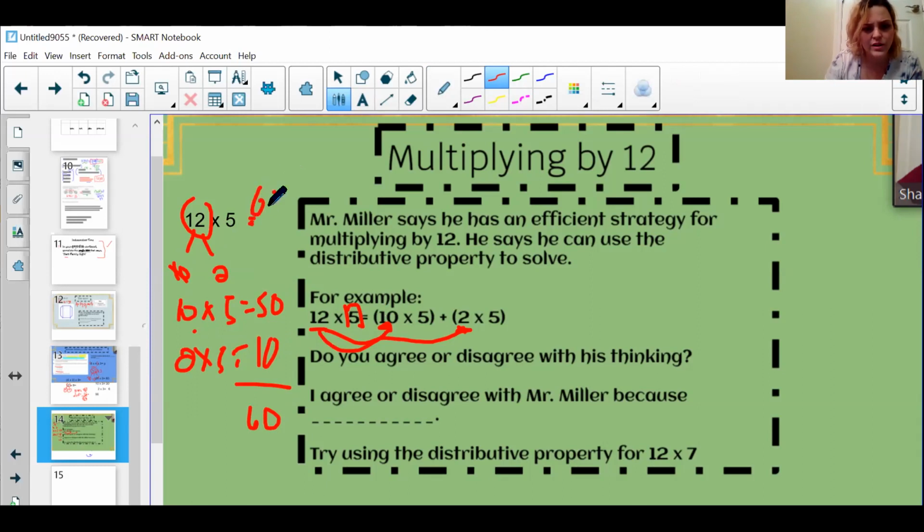Well, now we want to double check that his strategy is correct, that this so-called distributive property works. I know 10 times 5 is 50, and then 2 times 5 is 10. And if I add those together, it gives us 60. Wait a second. If you're scratching your head and you're like, Ms. Maldonado, that sounds very familiar to what you just did when you decomposed 12 times 5, you're absolutely right.